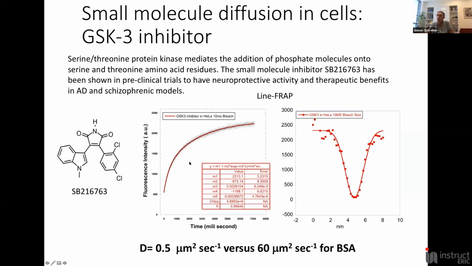When we do the diffusion measurements of this, we get the diffusion. First of all, you can already see that the diffusion recovery is very slow. And from this, we can calculate a diffusion rate of about 0.5 micrometer square per second. This is versus BSA diffusion, 60 micrometer square per second. So this molecule is hardly moving inside the cell. So its efficacy inside the cell will also be very low.